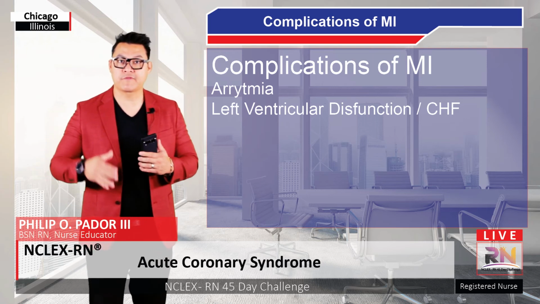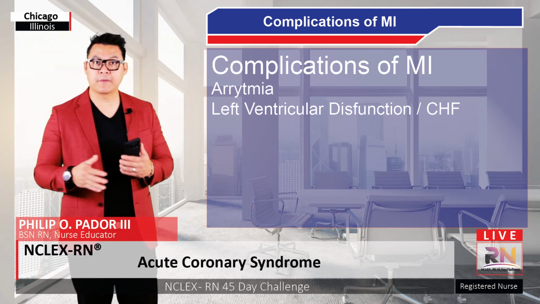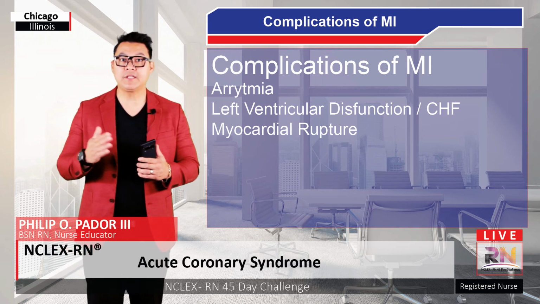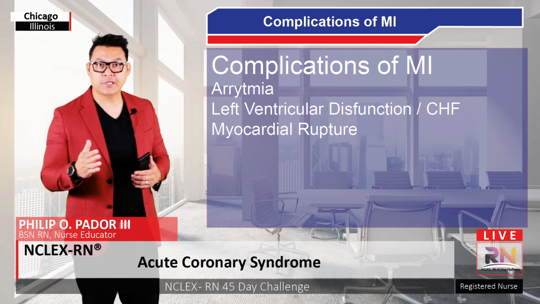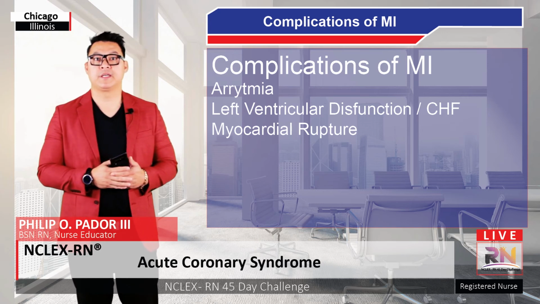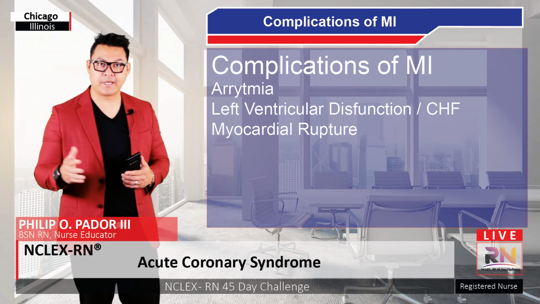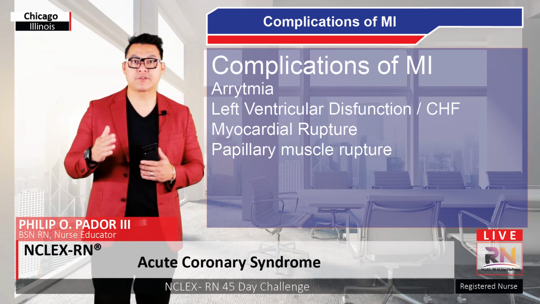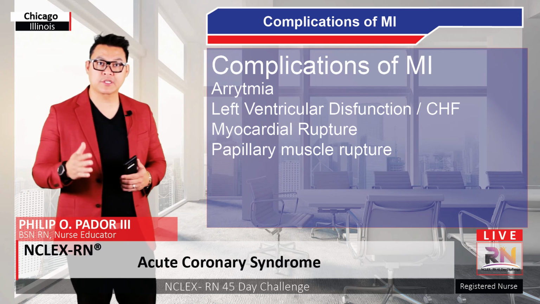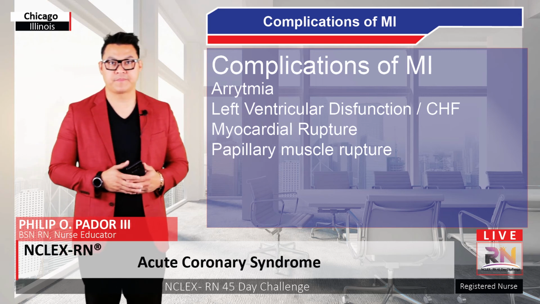Within the first 4 to 7 days, the risk from myocardial rupture is at its highest. This can lead to death from compression of the heart by hemorrhage into the pericardial space. This is called cardiac tamponade. Ischemic damage to the papillary muscles may lead to rupture and result in mitral regurgitation.